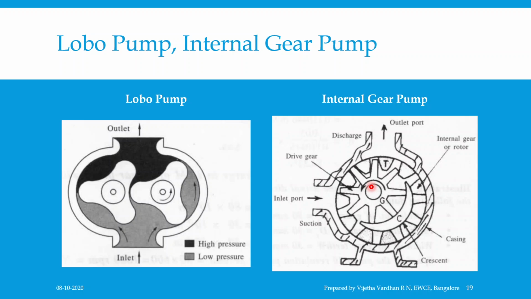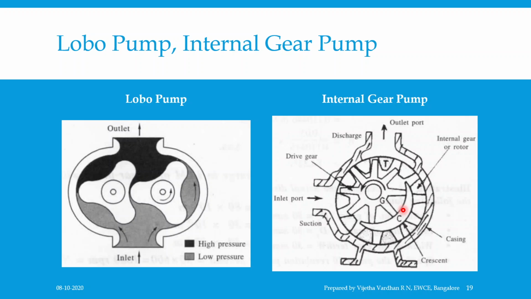A crescent seal is placed into the space between the inlet and outlet and unmeshing region of the gears, which you can observe in the figure, where the clearance between the teeth of the annular wheel and the external gear is maximum. In this way, the inlet and outlet ports are separated while the oil is carried by the gears past the seal. Internal gear pumps are also available in single and multiple configurations.